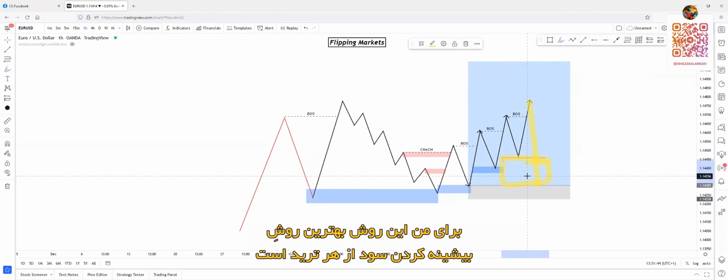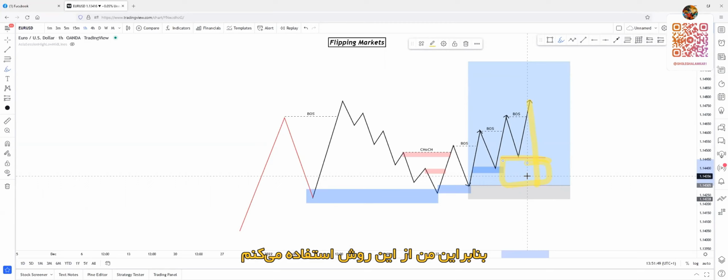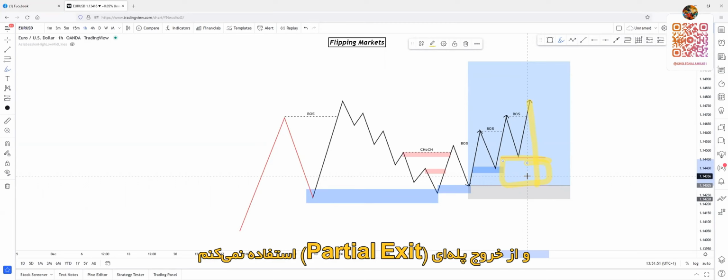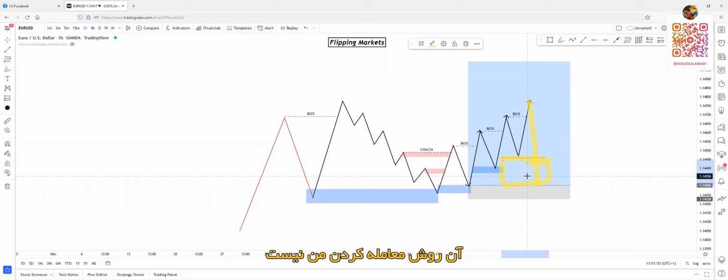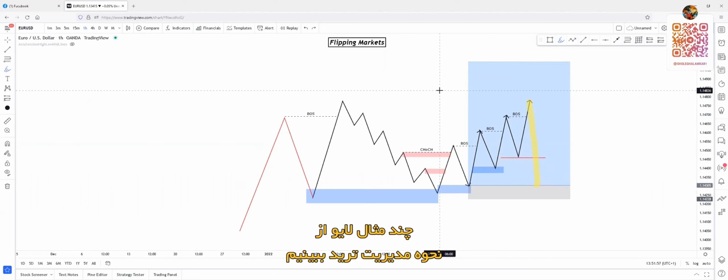Okay, for me, this is the best way to maximize the profit from each trade. So I'm just using this one. I'm not taking any partials. That's not my way of trading. I like trailing my stop loss. Okay, let's see some live examples for this.